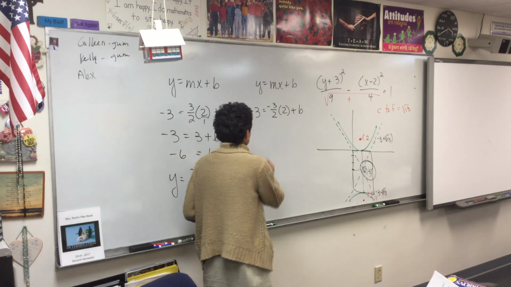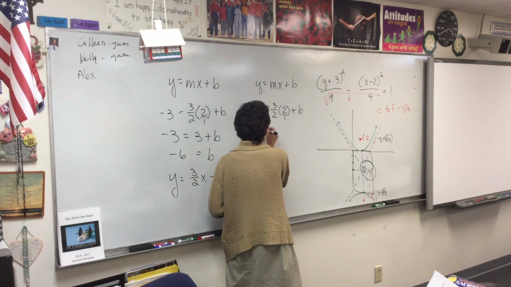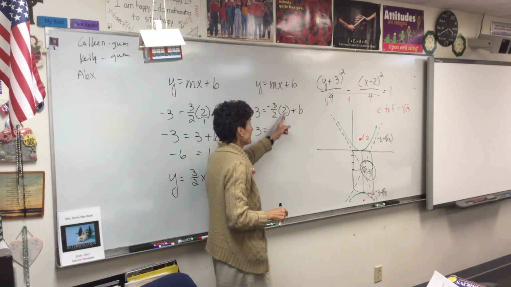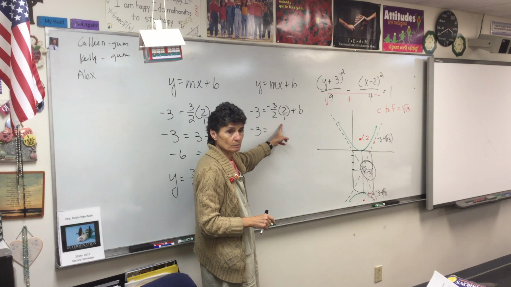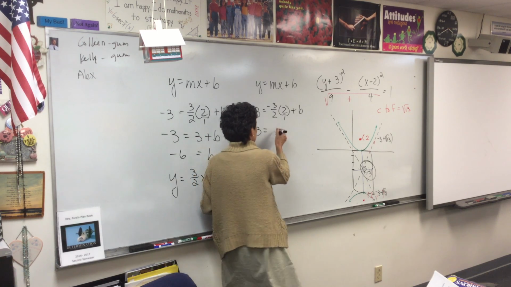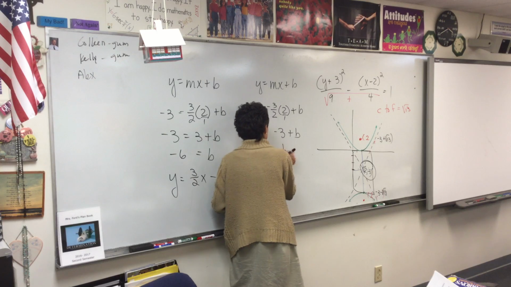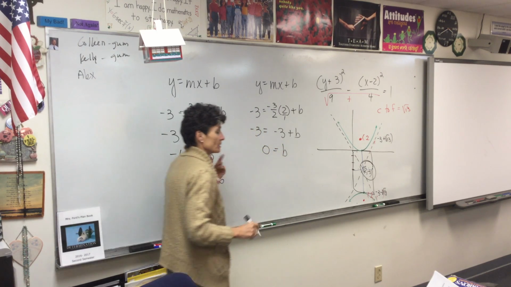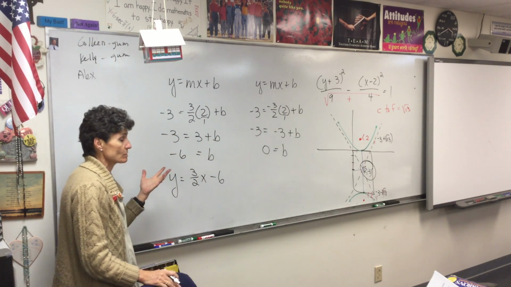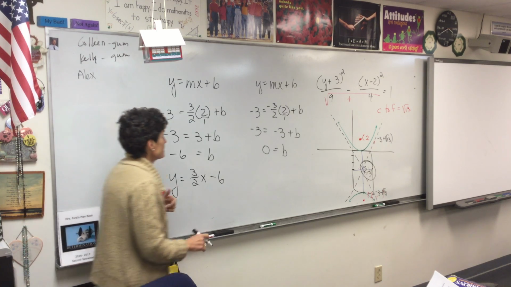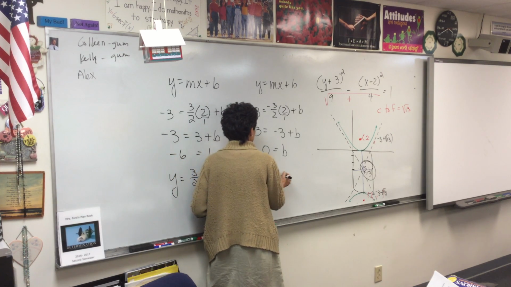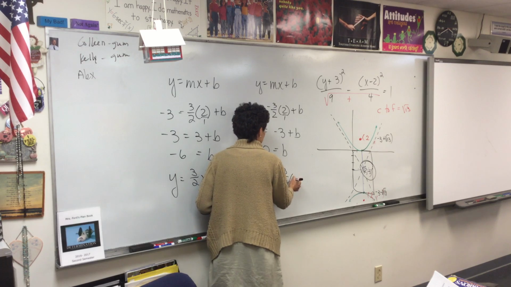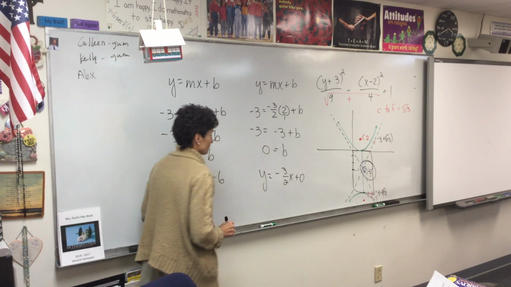The other one, same thing's going to happen. This is going to be negative 6 over 2, which is negative 3. You're going to have a calculator. I don't think you can do it with this one, but you'll have a calculator to use to help you with this. So this line is negative 3/2 x plus 0.